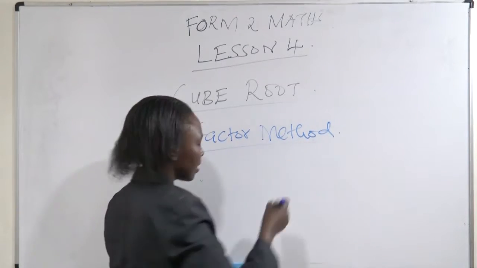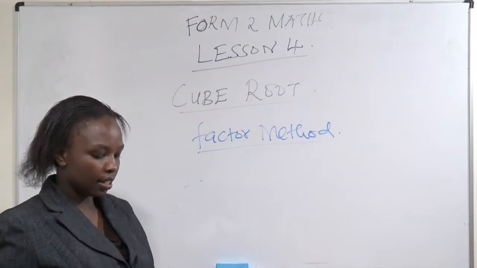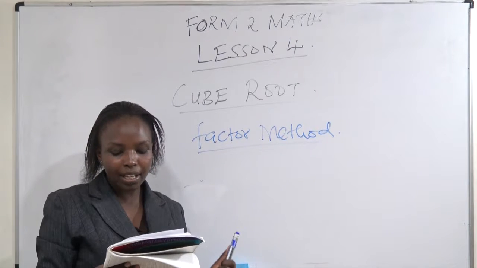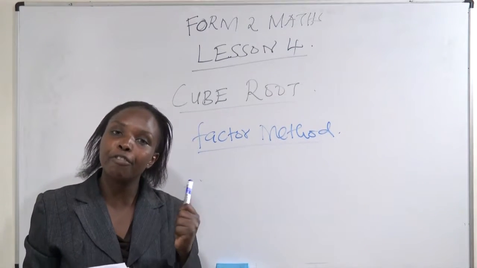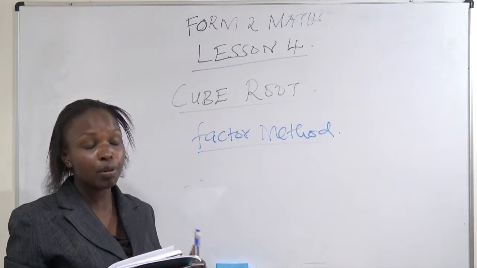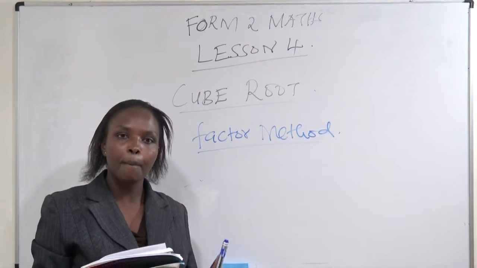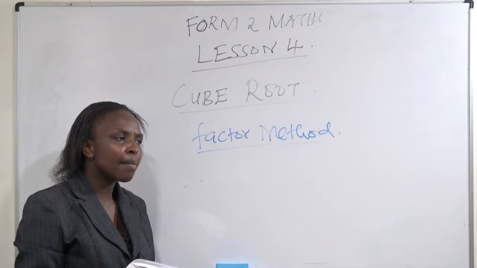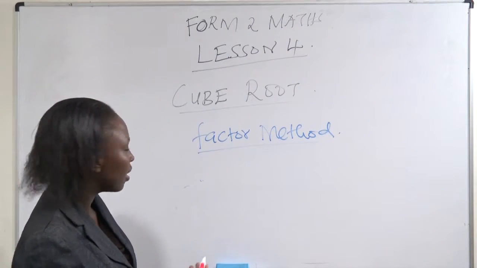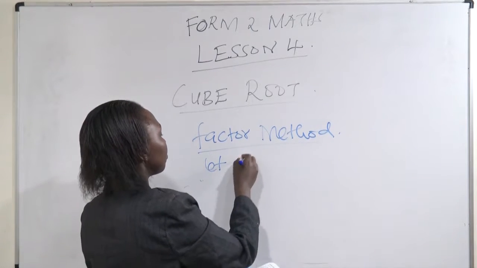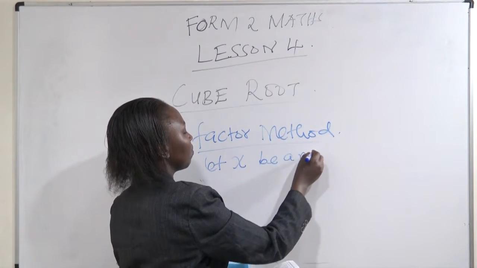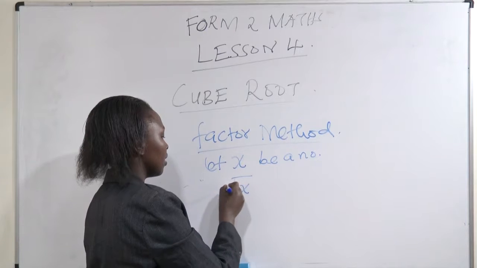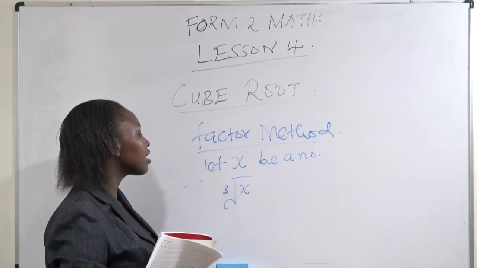When using the factor method, we find that if a number has an exact cube root, it can be expressed as a product of its prime factors in power form. So let's take a number, let that number be x. Now let's look for the cube root of x. That's how we would find the cube root of x.